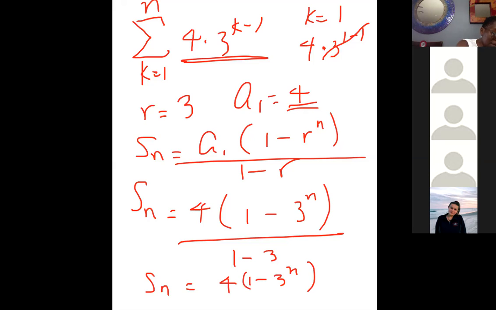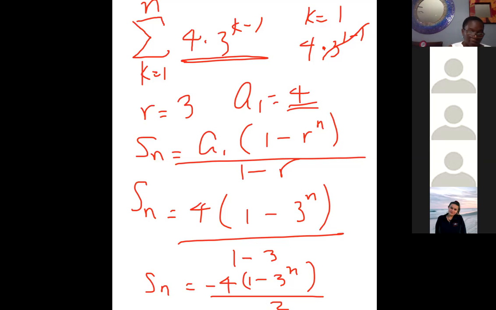So this one turns out to be S sub n equals 4 times 1 minus 3 to the n, all over negative 2. Now, should we leave that negative in the denominator? No, we do not leave it in the denominator. So when you rewrite this, just to expedite this, I'm going to remove it from down here and move it up here.